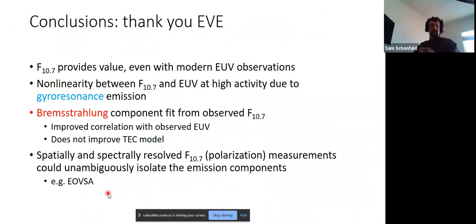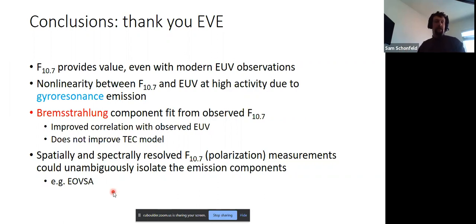So, conclusions. I just want to start by thanking the EVE and SDO teams. This work was made possible by having the many-year, well-calibrated, high-resolution spectra from EVE, and it was not possible before then. I want to point out that F10.7 still has value even with modern EUV observations. It's sort of the backbone to a lot of the calibration that goes on, and actually the FISM2 model, which was found to provide the best TEC model, is sometimes driven by F10.7, so it's still a valuable measurement.